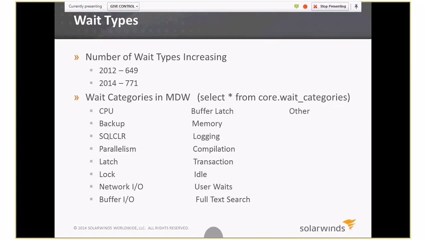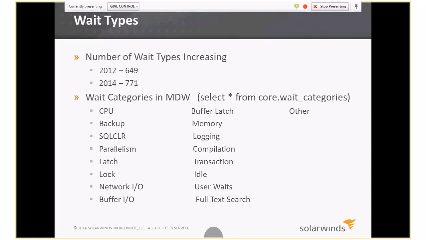I like to categorize them, because 771 of them are a lot of wait types to get your hands around. And there's no good way to categorize them within the DMVs. They don't give you that. They just say, here are all the wait types.